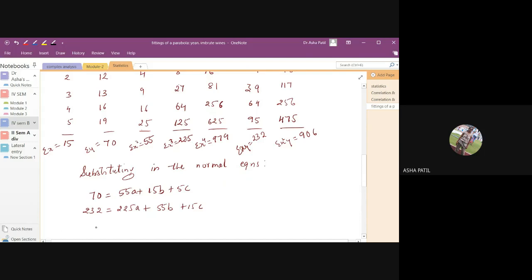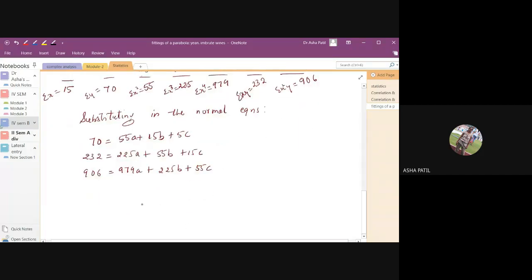Last one, summation x square y, 906, a into summation of x raised to 4, 979a, b into summation of x cube, 225b, and c into summation x square. If I have written correctly, if I have made any mistake, do tell me. Then solve this with your calculator. Solving, what do we get for a, b, c?